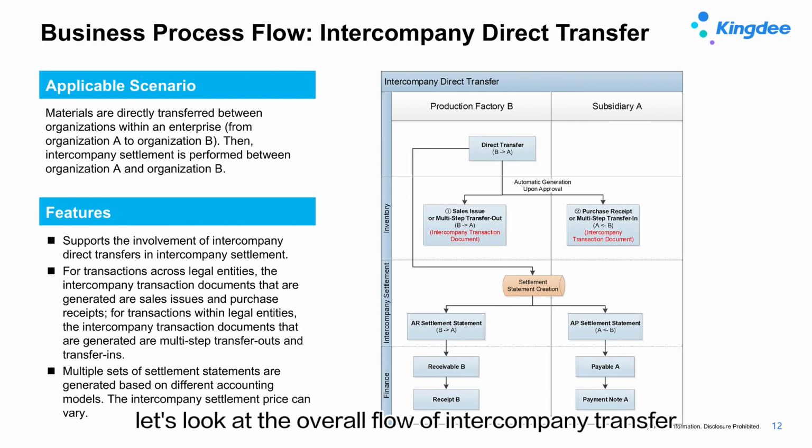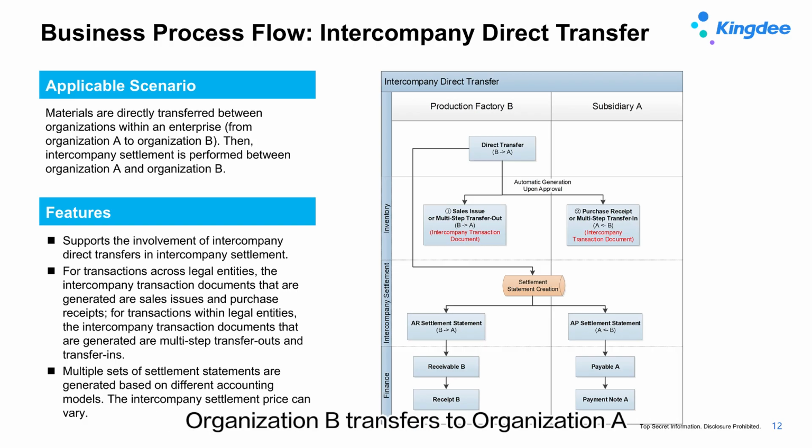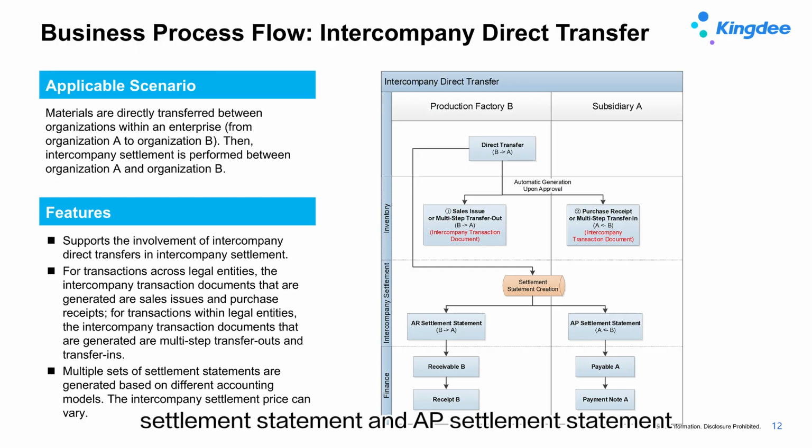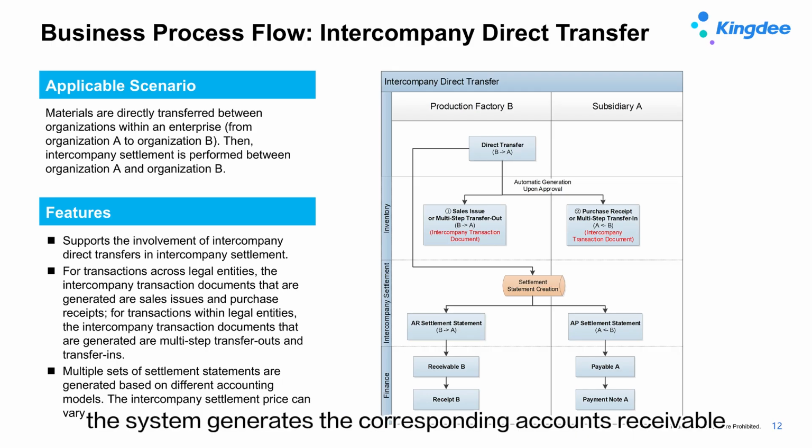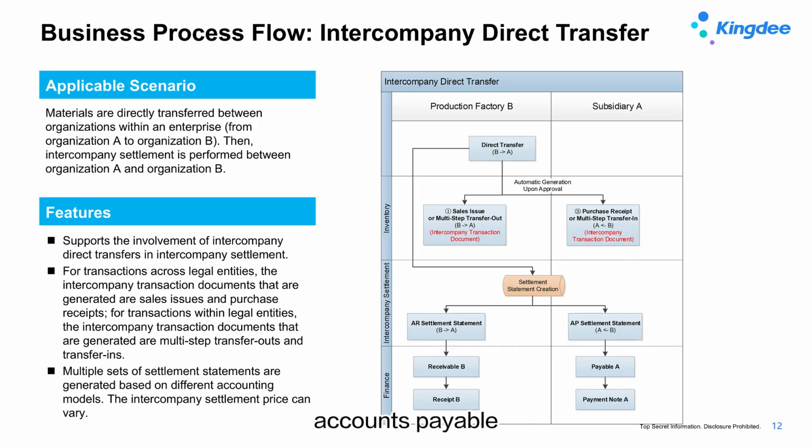Next, let's look at the overall flow of intercompany transfer. Organization B transfers to Organization A and creates an intercompany direct transfer order. The system automatically generates the intercompany transaction document. Then the intercompany settlement generates the AR settlement statement and AP settlement statement. Subsequently, the system generates the corresponding accounts receivable, accounts payable, receipt notes, and payment notes.